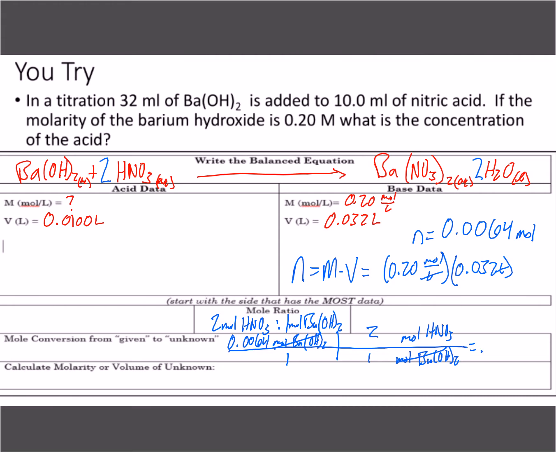So here, when we do this, we get 0.00... I'm sorry, no. It would be 0.0128, correct? Moles of HNO3. Nope, I can't speak today. Questions so far?